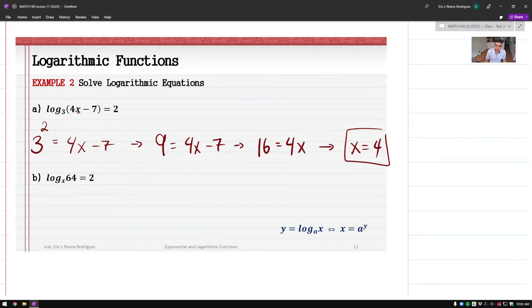Give me the answer for B. What is the value for x? How can we get the value of x, which is in the base now? Okay, this is another logarithmic equation. And why is it a logarithmic equation? In this case, x is not in the argument, but x is in the base of that logarithmic function. So we need to figure out what the base of that logarithmic function is. How can we get that value?